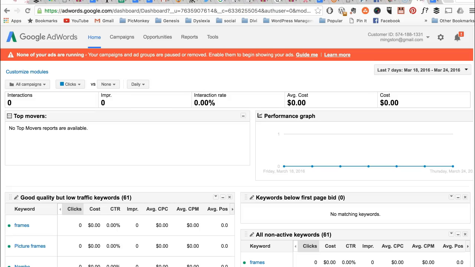Hi guys, it's Jen, and I am here today to show you how to use Google's built-in keyword tool to help you find the best keywords for your site.